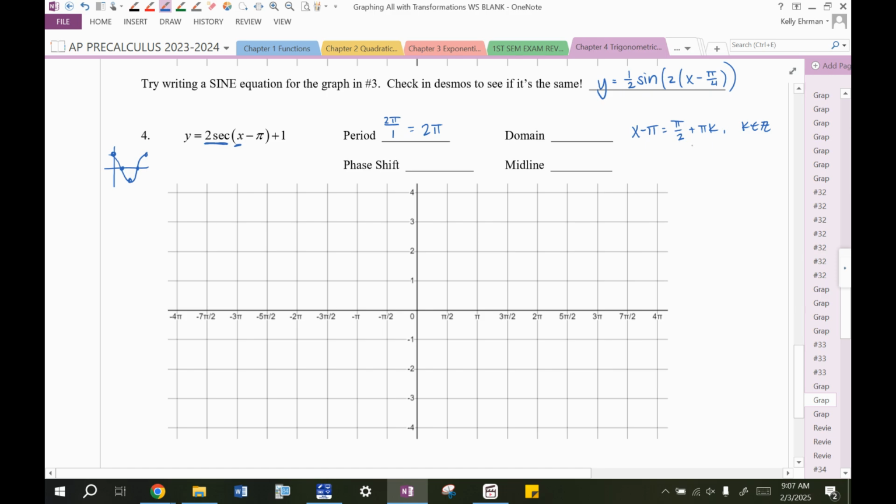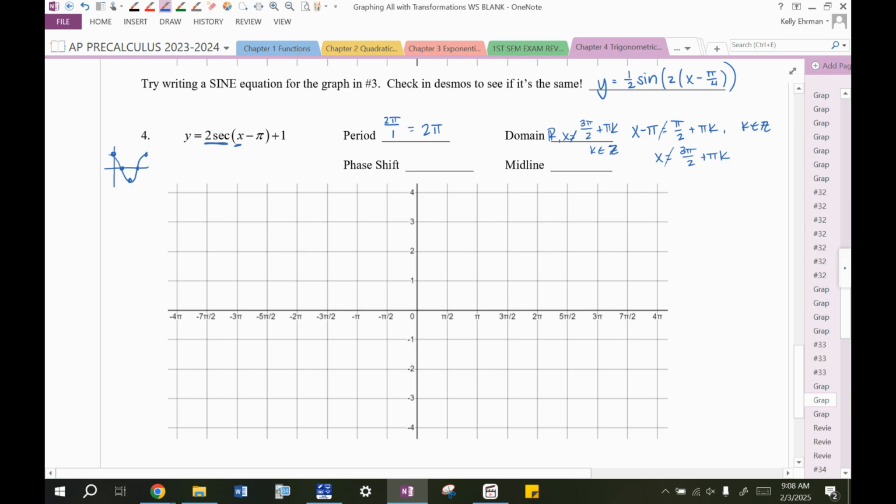This is where the parent function has asymptotes. Add pi to that. So if I add pi to pi over 2, I get 3 pi over 2 plus pi k. So that should be what x is not equal to. So all reals, x is not equal to 3 pi over 2 plus pi k. Now, isn't that equivalent to pi over 2 plus pi k? I think so. So there are a lot of correct answers for your domain as well. This is just mathematically what this would come out to.